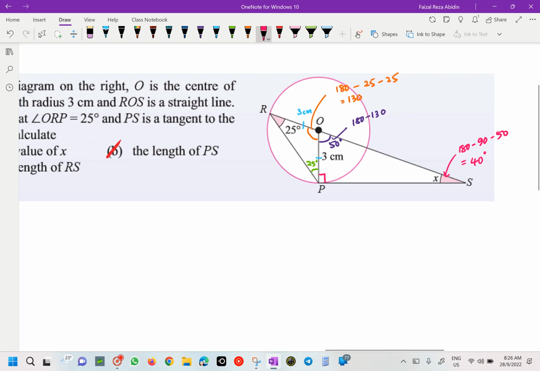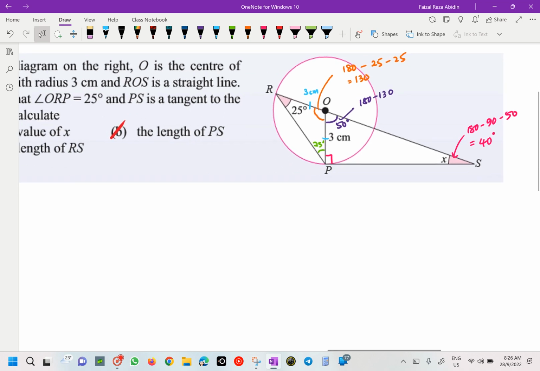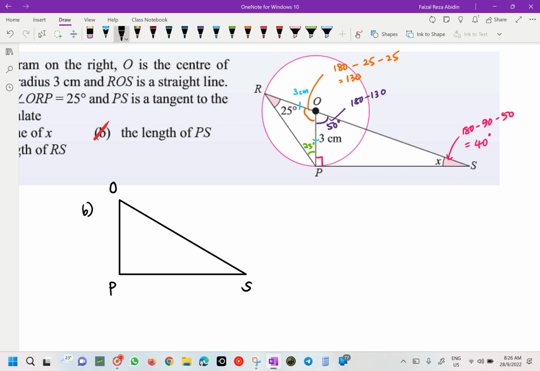The length of PS. Okay, this one I have to draw for you to look. Here, I'm going to get PS, isn't it? So there is going to be our right angle triangle. So we have over here 50 degrees, we have over here 40 degrees, we have over here 90 degrees, we have over here our 3 centimeter. And what more? That's all. So the question is asking for PS.